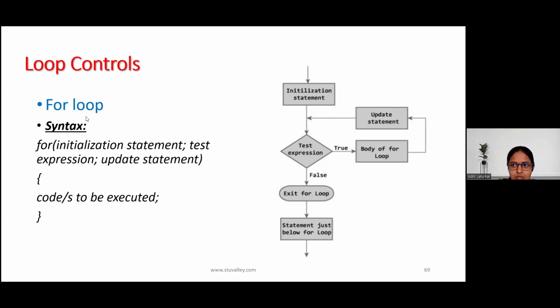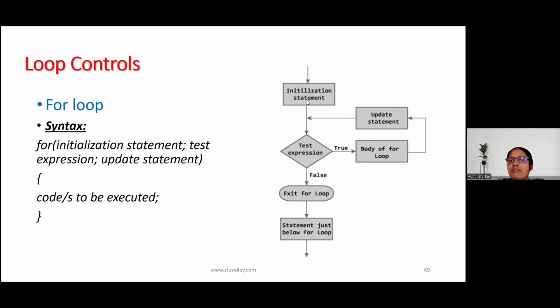There are three different types of loops: for loop, while loop, and do while loop. First we are seeing the for loop. The syntax is for, with the initialization statement, which is a must here, or you can skip that also, but we will see how to use it without that. Next is the test expression, and the last one is the update statement. All these three are within the round brackets and separated by semicolons. After that you add a block of code which gets executed until the test expression returns true.